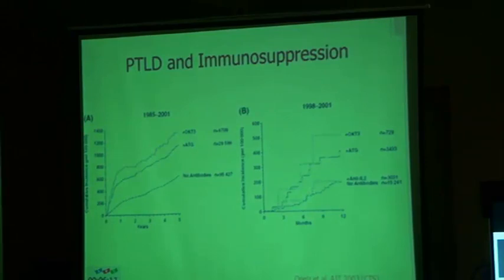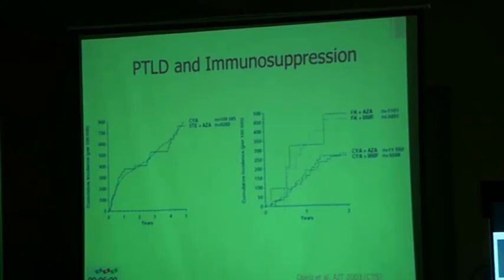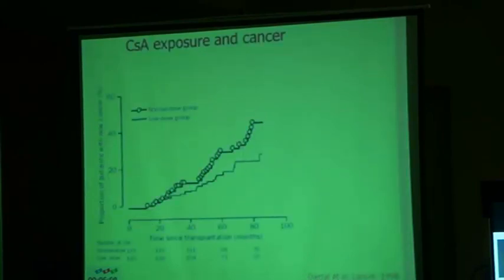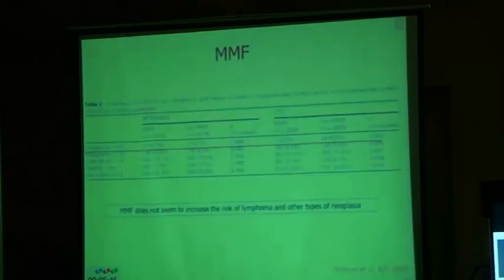And this shows different types of immune suppressive protocols and their relation to occurrence of lymphoma. You see, the stronger the immune suppression, the more lymphoma and lymphoproliferative disease. Here, this is a good study which compared high dose and low dose cyclosporin and its relation to cancer. You see, high dose cyclosporin has more incidence of cancer to develop.